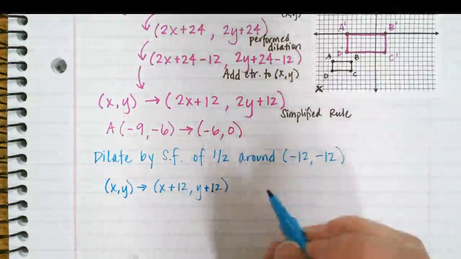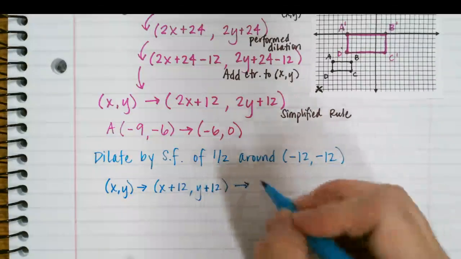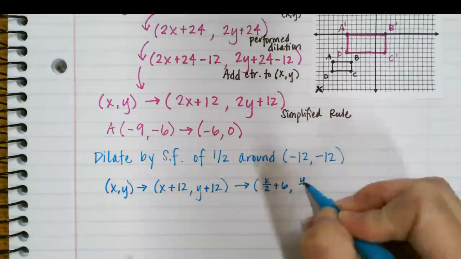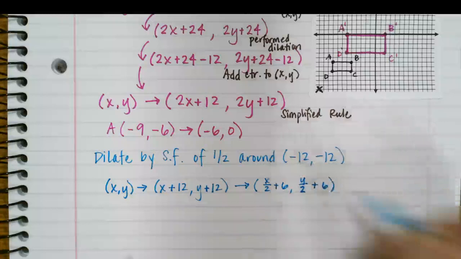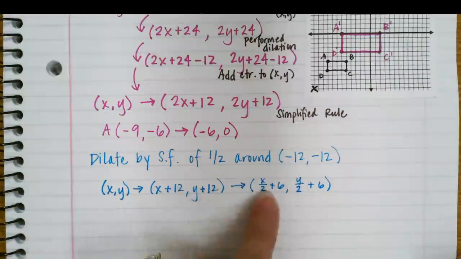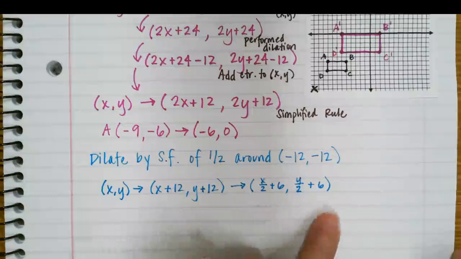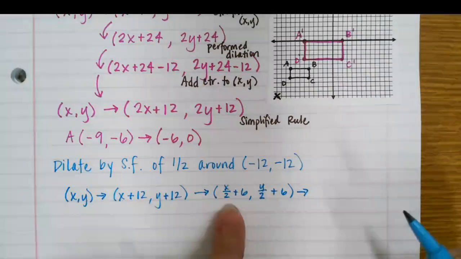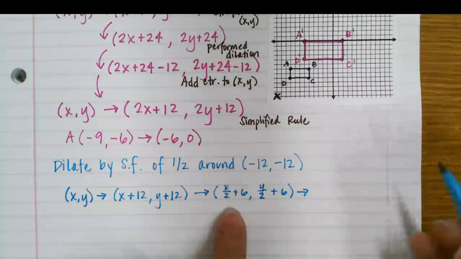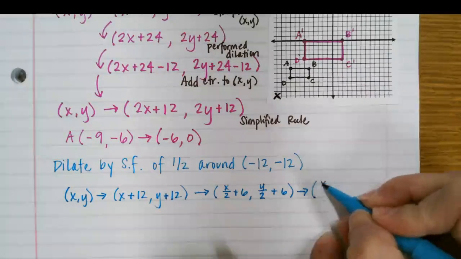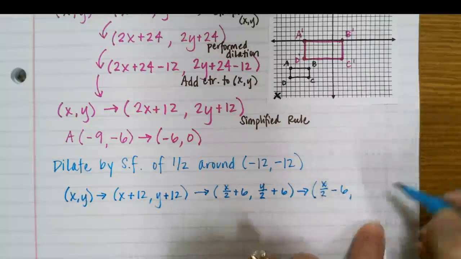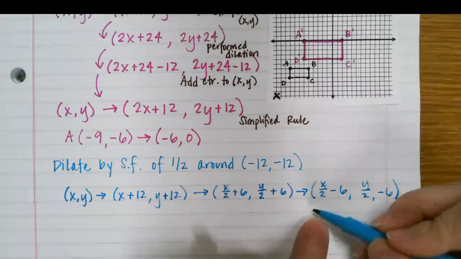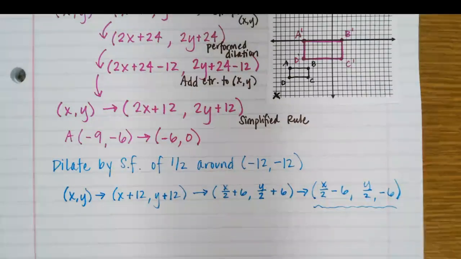All right, now I have to dilate it by 1/2. That means x over 2 plus 6 and y over 2 plus 6, because that's half of this. And now I'm going to add the center back. So when I add this back, I have to add negative 12 to this. I'm going to end up with x over 2 minus 6 and y over 2 minus 6. And this should be my final points.